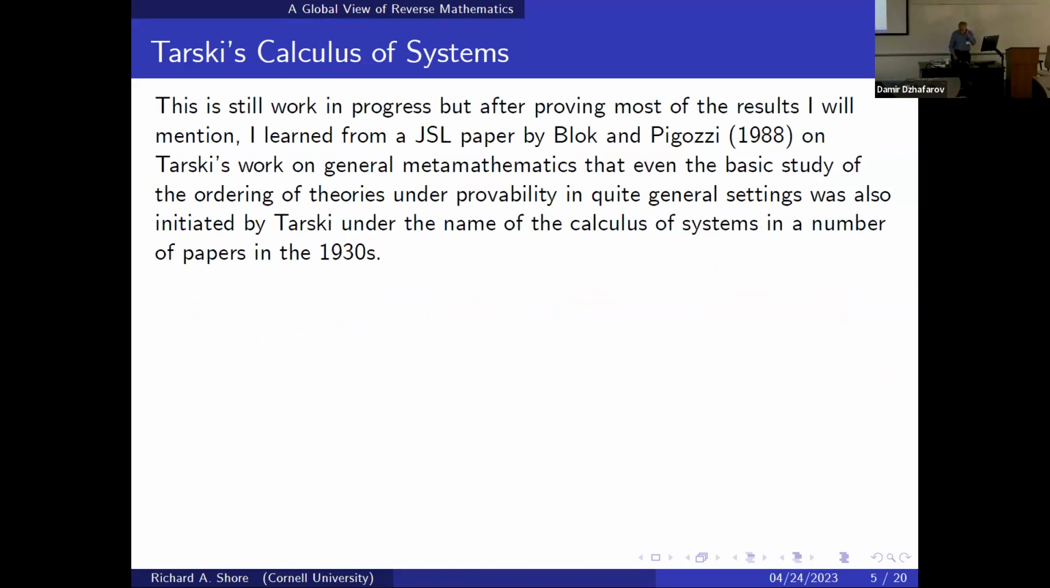So what I'm about to present is really work in progress. In fact, some of the results were only proven this week, and others I thought this morning I think I might be able to prove. We'll see.